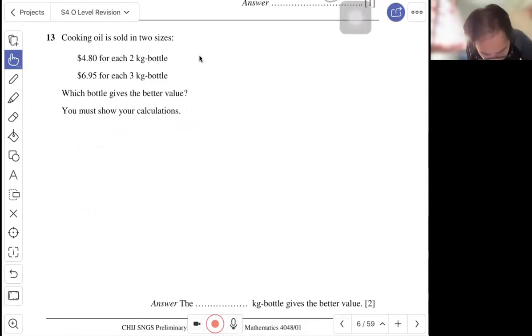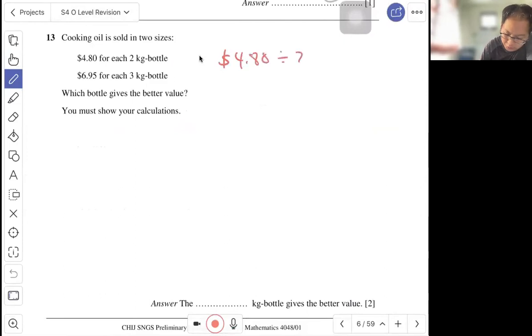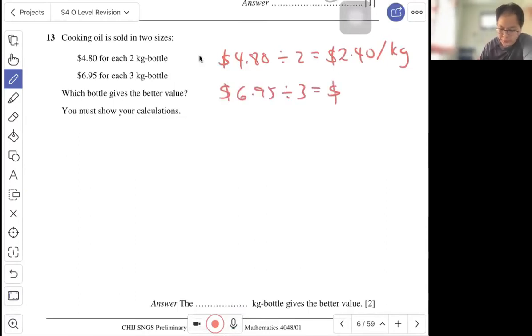Question 13. Cooking oil is sold in two sizes: $4.80 for each 2 kg bottle, $6.95 for the 3 kg bottle. Which bottle gets a better value? This one is quite straightforward. $4.80 divided by 2, you know that's $2.40 per kg. And here $6.95 divided by 3 is $2.32 per kg. So this one is cheaper per kg. So the 3 kg bottle is better.